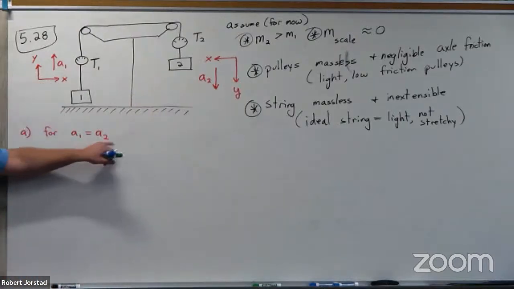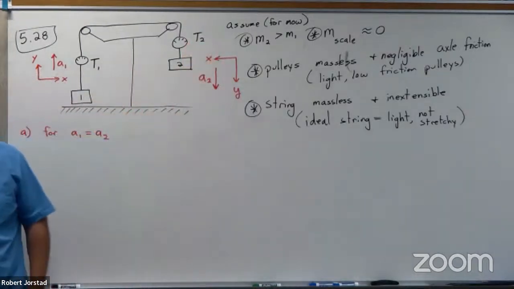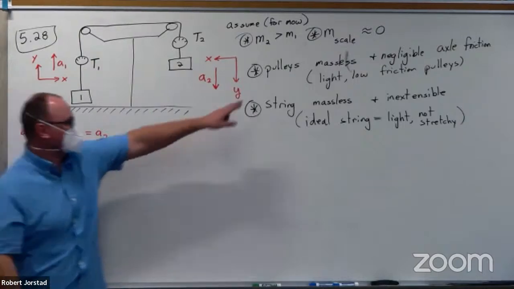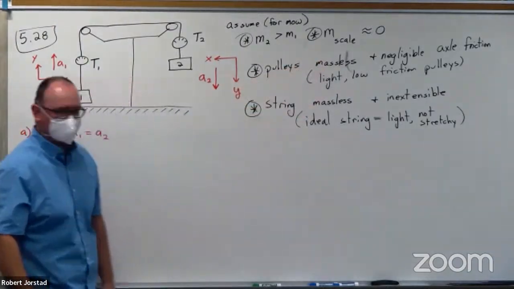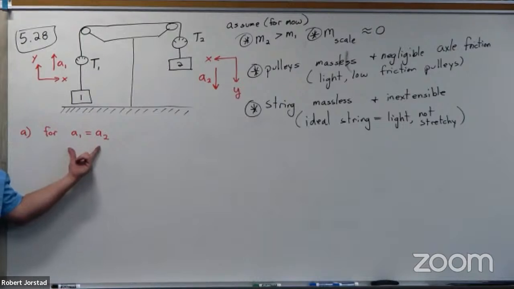If we want A1 to equal A2, which of these assumptions tells us that that's okay? Do you know? Maybe if I give you a hint. The mass of the scale. No, it's not the mass of the scales. Let's try another one. Think about this. They're moving the same amount.